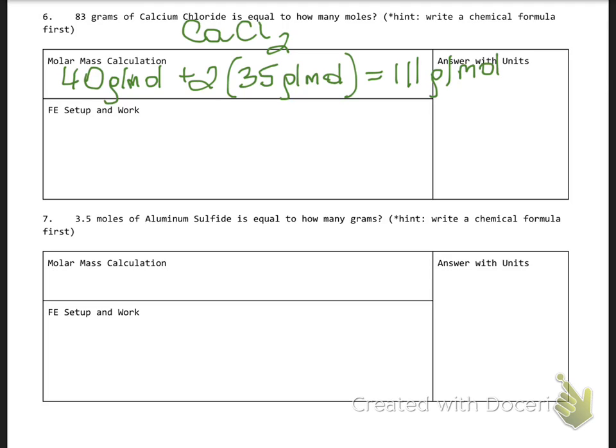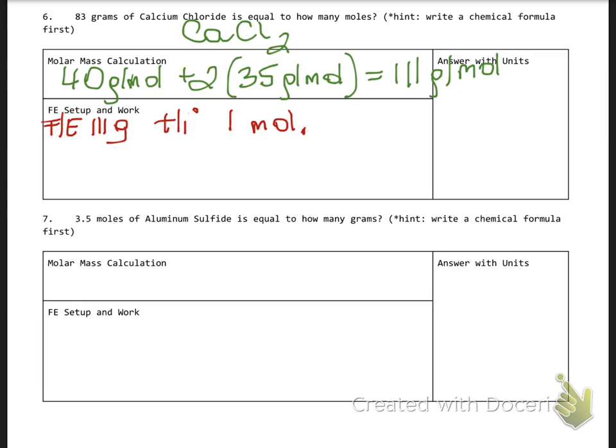So for every 111 grams, and that slash means "there is", and if there's no number by a unit, we always assume it's just 1. So for every 111 grams, there's 1 mole.